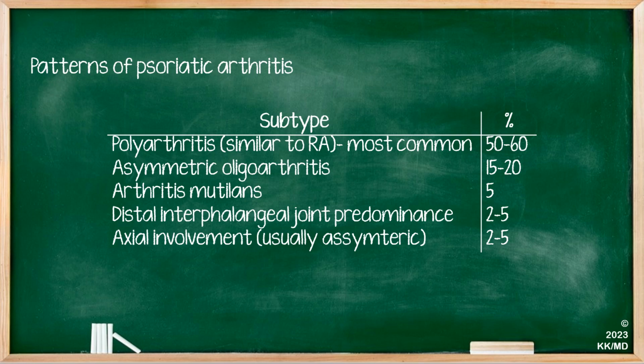In terms of patterns of the disease, there are 5 different subtypes. The most common type that you may frequently encounter in clinical practice is the polyarthritis, which very frequently can mimic rheumatoid arthritis. It can present in about 15 to 20% of cases as an asymmetric oligoarthritis, followed by arthritis mutilans in about 5%, and then the last two, distal interphalangeal joint predominance and axial involvement, are quite rare at about 2 to 5% of cases.